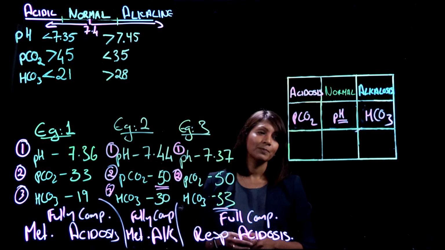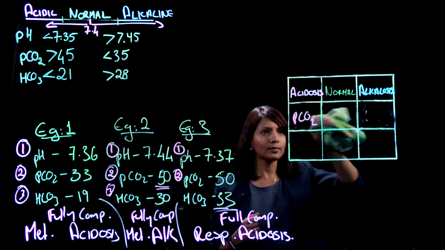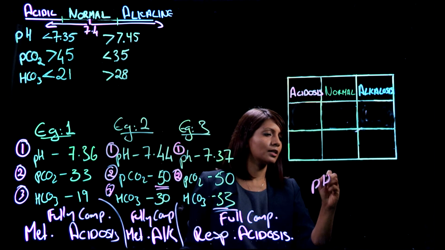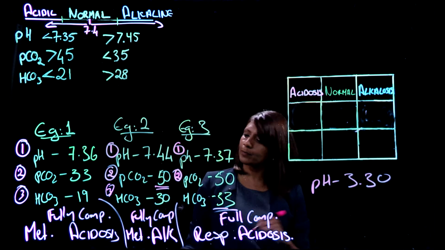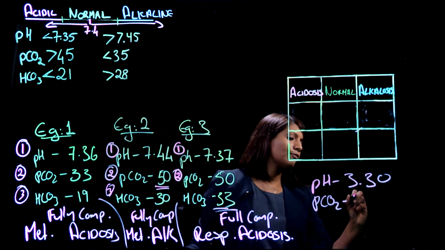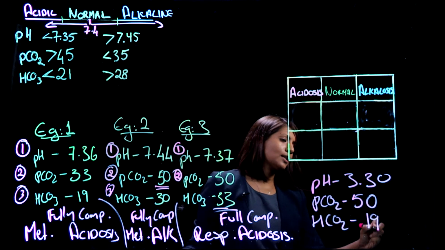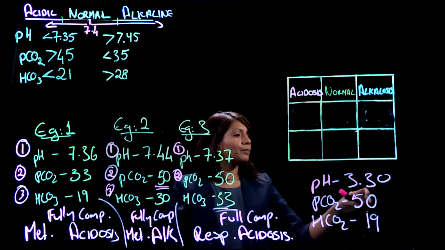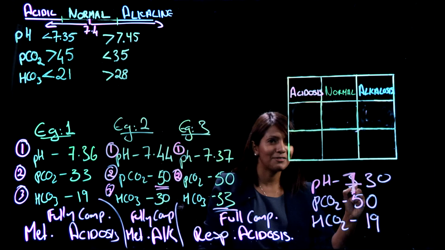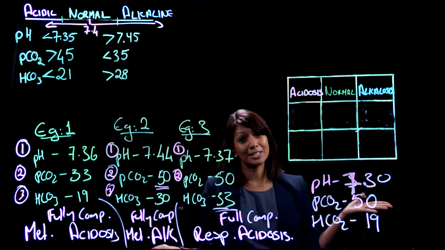And one last type of blood gas that I want to go through is a mixed acid-base imbalance. So if the pH is 7.30, PaCO2 is 50, and bicarb is 19. So pH is 7.30. If it was 3.30, that client is dead. Okay, that is a really low pH value.